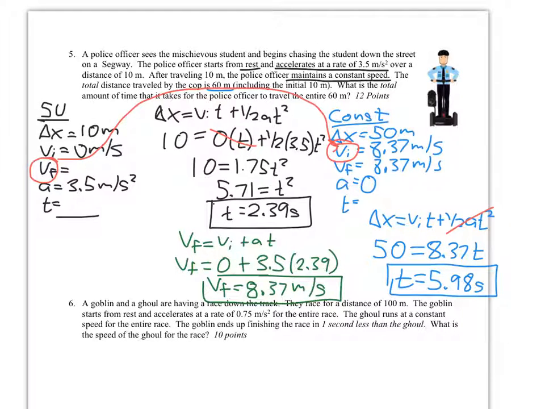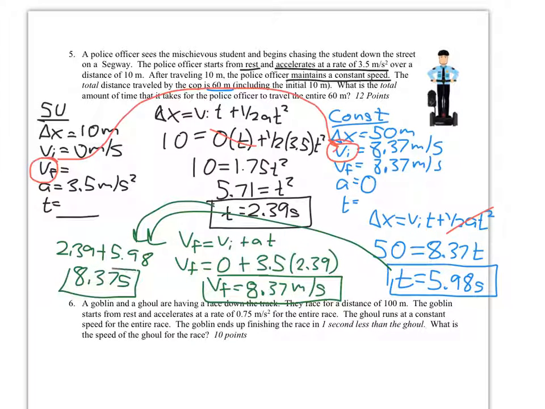Keep in mind that whenever you're doing a constant velocity situation with zero acceleration, you have to use one of the delta x equations, either the one that I used here or delta x equals 1/2 times vf plus vi, multiplied by t. Now that I have both of my times, I'm simply going to combine them. When I add those two times together, I end up getting a total time of 8.37 seconds.